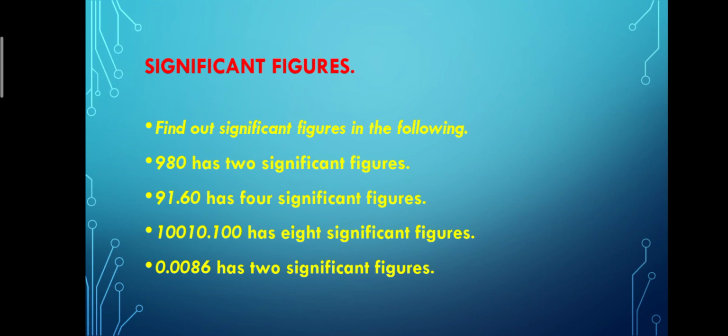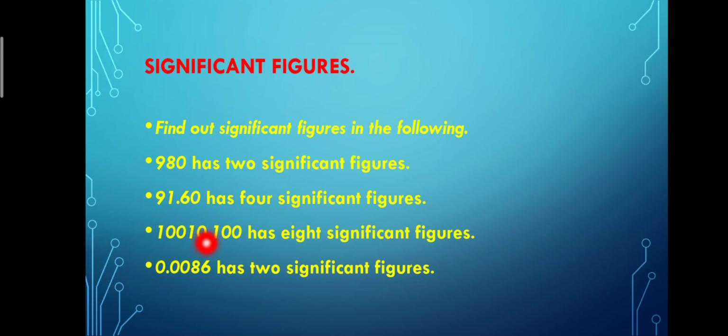Now find out significant figures in the following. Number 1. 980 has two significant figures because trailing zeros in a whole number with no decimal are not significant. So it has only two significant figures, that is 9 and 8. 91.60 has four significant figures because the decimal is present. So trailing zeros in a number with a decimal shown are significant. So 91.60 has four significant figures.